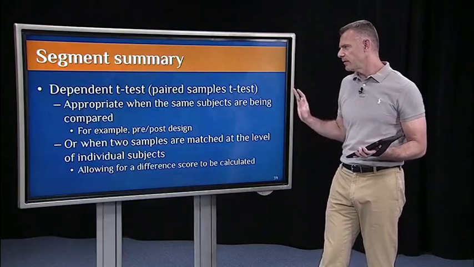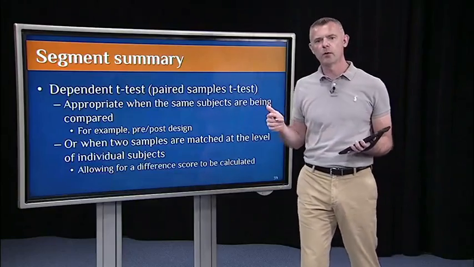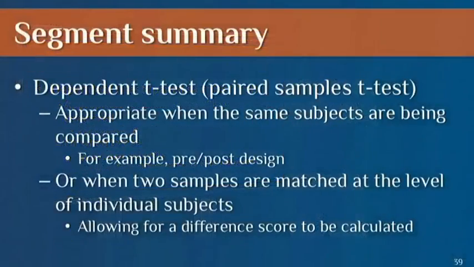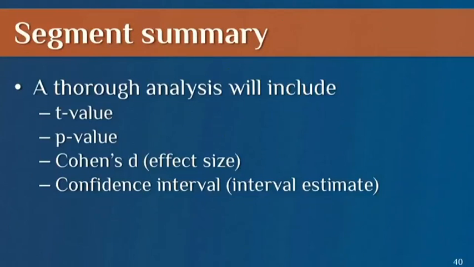So to sum up this segment, dependent t-tests are appropriate when you have the same subjects or same cases that are measured twice, so you can calculate difference scores. And a thorough analysis is going to include the t-value, the p-value, if you want to do the null hypothesis significance testing, and an estimate of effect size. In this case, the most appropriate and most common one is Cohen's d. And you could also report interval estimates rather than just point estimates.